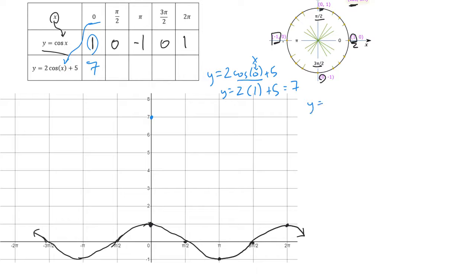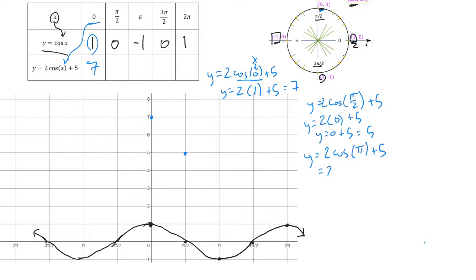What about when x is pi over 2, right? Well, cosine of pi over 2 is 0, and 2 times 0 is 0. So my y equals 0 plus 5, which is 5. Next, 2 times the cosine of pi plus 5. What's the cosine of pi? It is -1. And -1 times 2 is -2, plus 5 is 3. So when x is pi, y is 3.